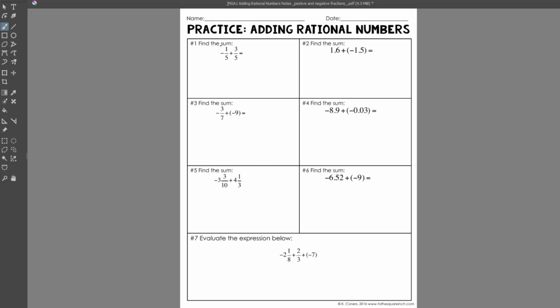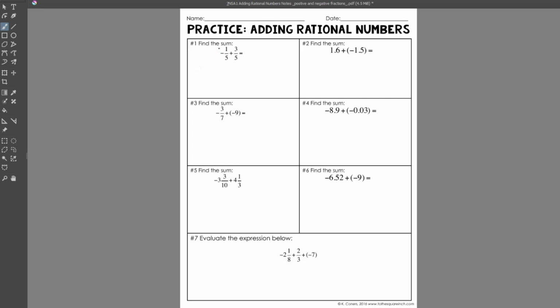I just wanted to show you real quick how to add rational numbers. So we're going to be adding a negative number and a positive number in number 1 here. If we look at this, we've got a negative 1/5 plus a positive 3/5. Well, what do you do when the signs are different?